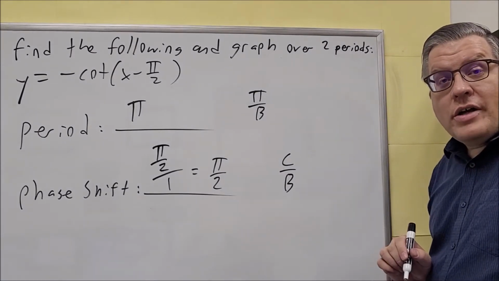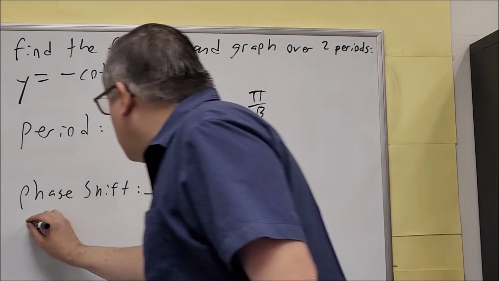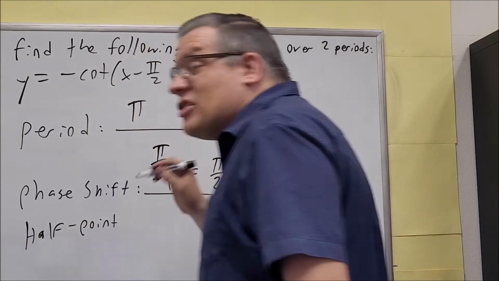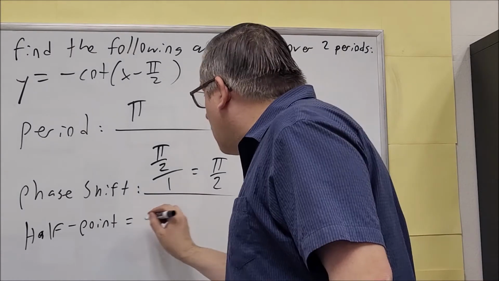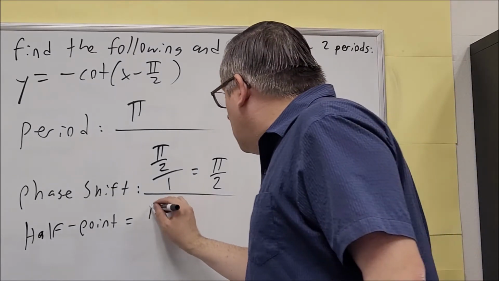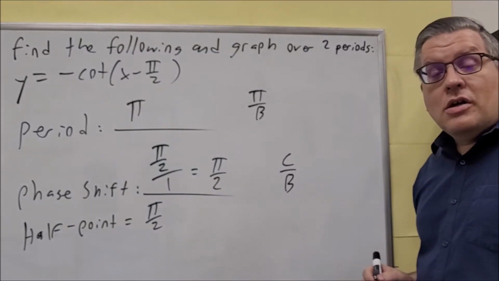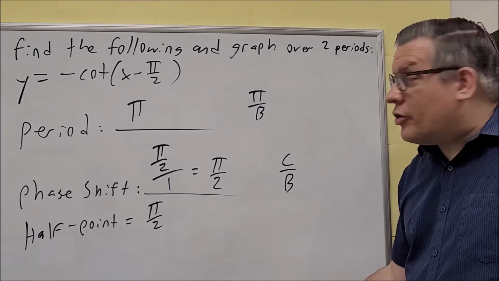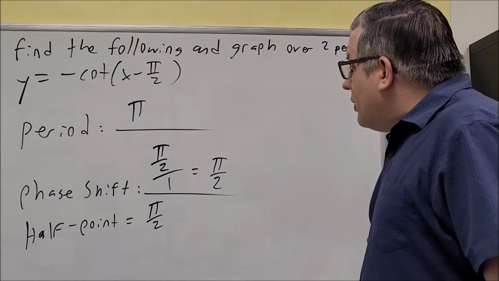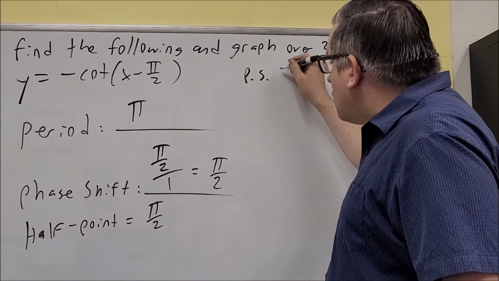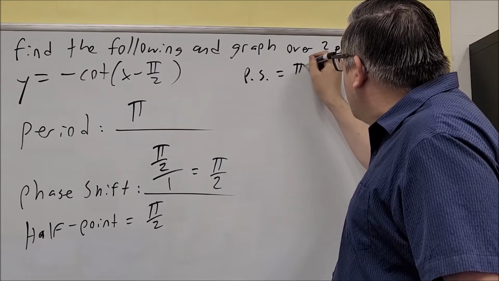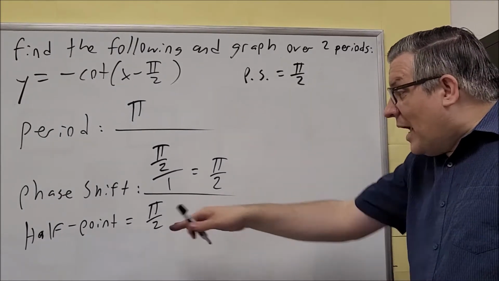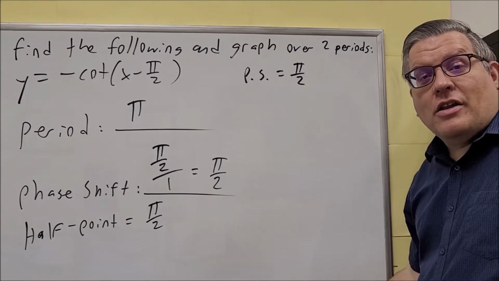We want to also find our half point on these. The half point is what you find whenever you have a tangent or cotangent graph. It's always period divided by 2, so in this case it's going to be pi over 2. Now we're ready to start finding our other key points. The phase shift, the PS, is always going to be the first key point that you're going to plot, so it's pi over 2. Then we're just going to keep adding the half point to it until we find the other ones.